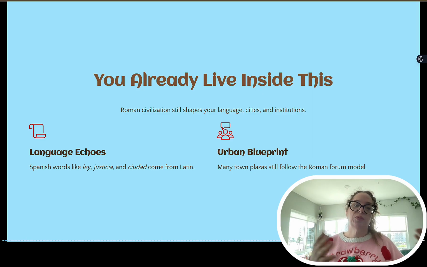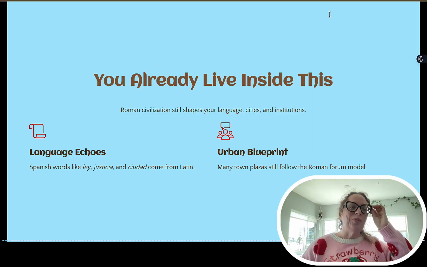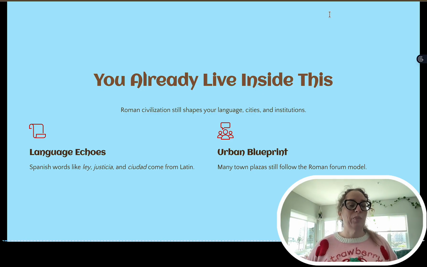On one side of the plaza, there's probably a cathedral, and on the other side, a government building, like the Palacio Municipal. Maybe a market, maybe a fountain in the middle, and please don't criticize my accent. I'm doing the best I can, but the point is that layout is not Spanish. Well, it is Spanish, but the Spanish got it from Rome.